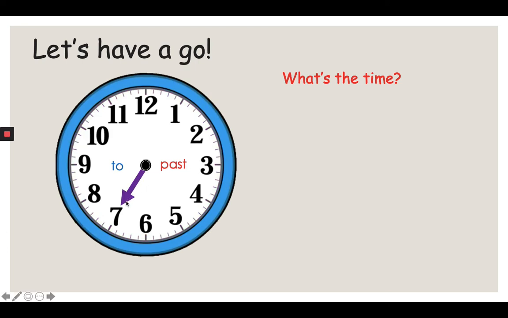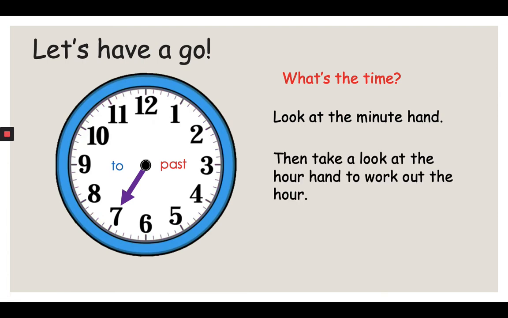Let's have another go. We can see the minute hand is pointing to the 7. So how many minutes to the next hour? We start at the 7 and we count in 5 from the 7 to see how many minutes are to the next hour. So 0, 5, 10, 15, 20, 25. There's 25 minutes to the next hour. Let's have a look at which hour it's going towards. It's going towards the 3. So it's 25 minutes to 3, or 25 to 3.